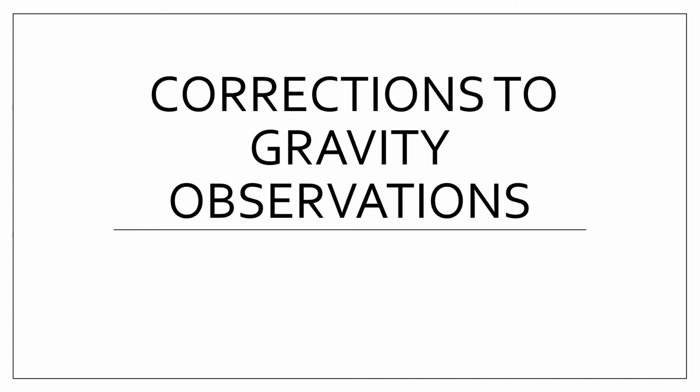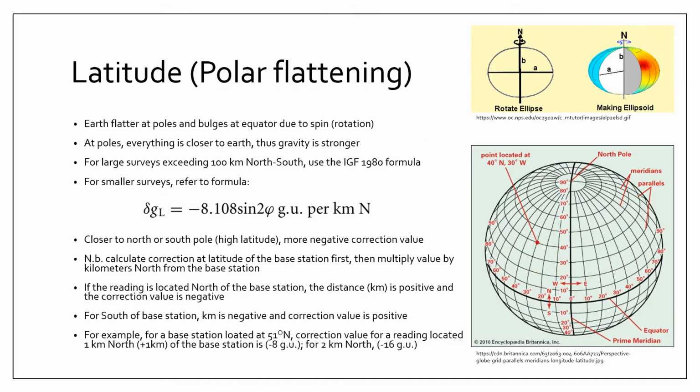Right, so that's one of the few things we do in the survey, but there are also other things that have to be accounted for in a gravity survey, and these are what we call the corrections. The previous stuff about the drift is what we call the drift correction. So that's just one part of the corrections that we have to do. The first correction that we have to do is the polar flattening or the latitude correction.